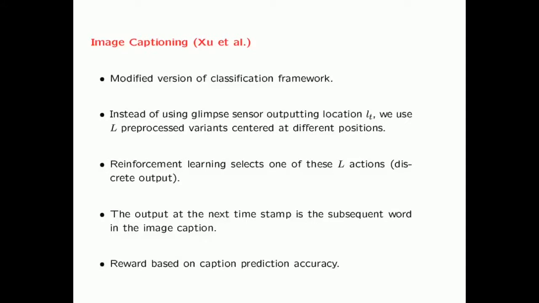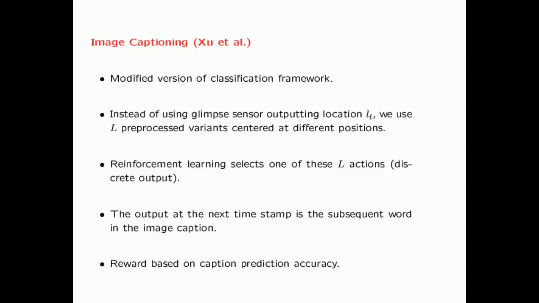Now, one can also modify this approach for image captioning. So in image captioning, instead of using the glimpse sensor outputting location l_t, which is a specific coordinate in the image, what you can do is use L pre-processed variants of the image that are centered at different locations. So you create L pre-processed images which are centered at several choices of locations in the image, and the reinforcement learning setting only selects one of these L actions. So it's a discrete output.